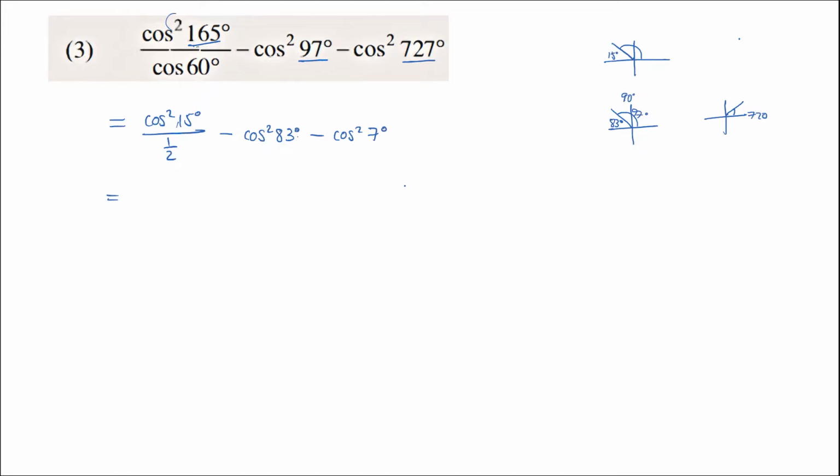Again, we see that if we divide by a half, it's the same as multiplying by 2. You multiply by 2 on the top and the bottom, you can think of it that way. So you have 2 cos squared 15 degrees. I hope you can see where this is going. Then over here, well, notice that 83 and 7 are complementary angles. And so we're thinking about, well, then cos and sine would be complementary. Now, do we want to change one of them? Well, let's see what happens here.